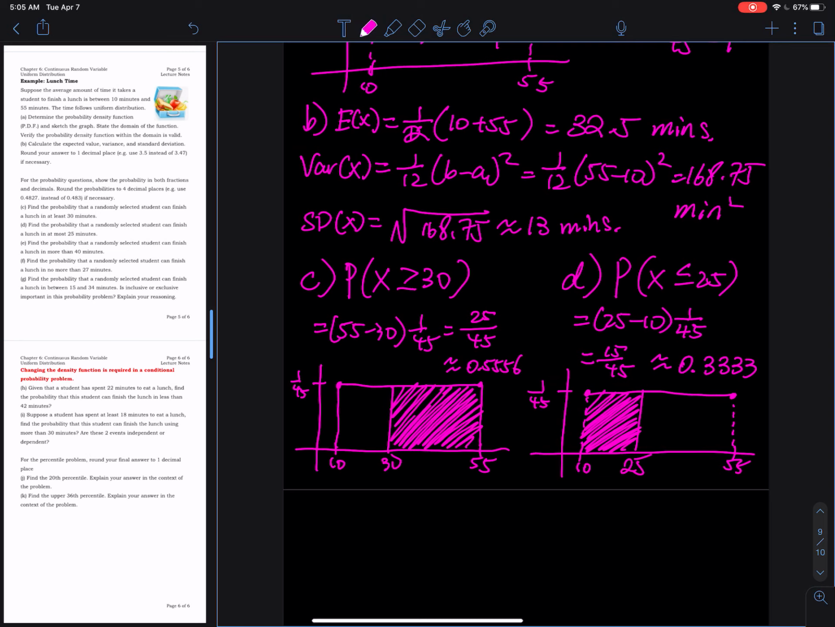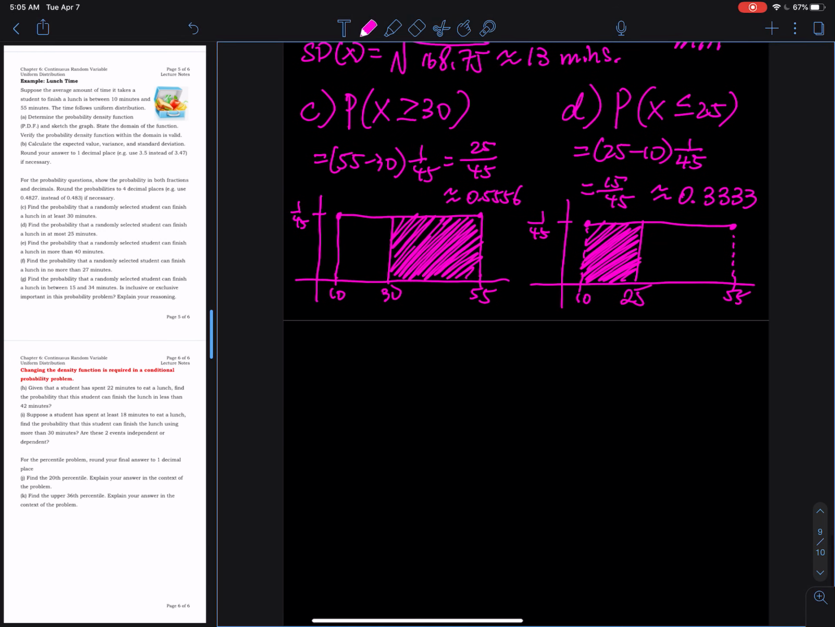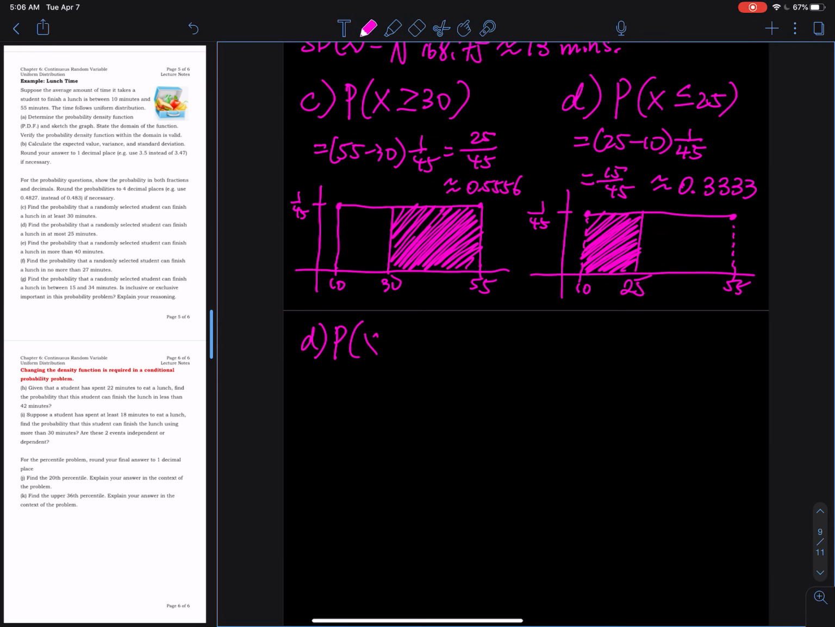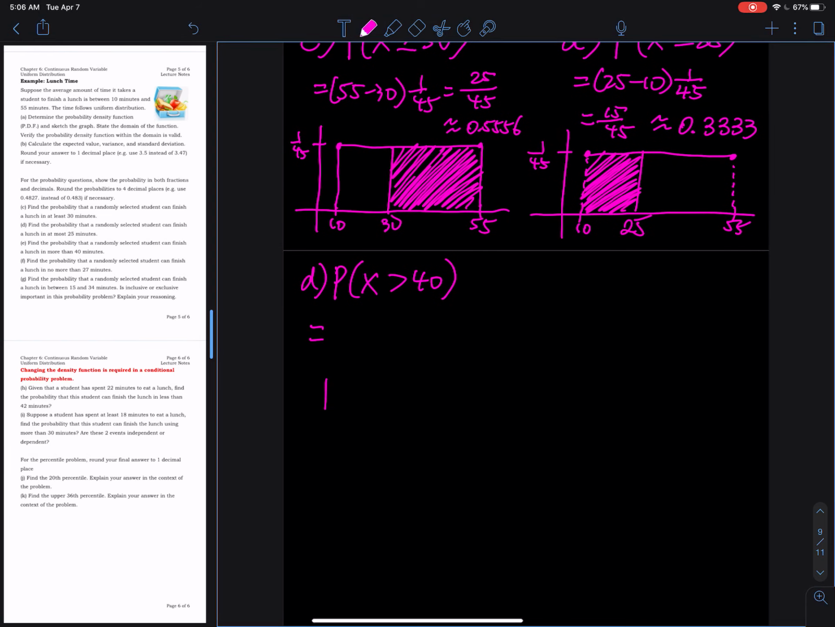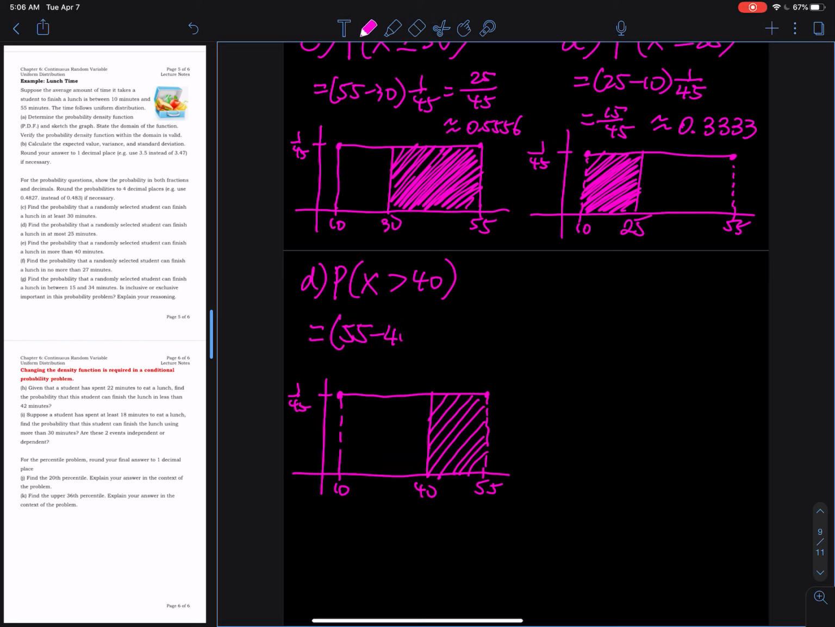So that is C and D. What is E? E is the probability that a student can finish a lunch in more than 40 minutes. So E is straightforward. Probability that x is greater than 40. Actually, we don't care about the equal, right? Because x is a continuous random variable. Draw a graph as always from 10 to 55, and then 1 over 45. And then this is 40, greater than 40. We have this. So this is 55 minus 40 times 1 over 45. So that equals 15 divided by 45. This is around 0.3333.